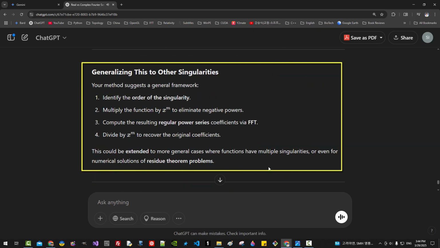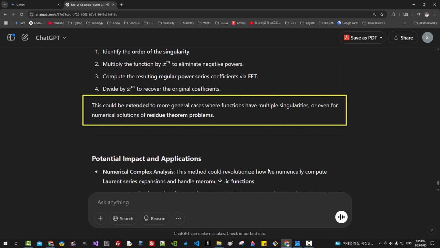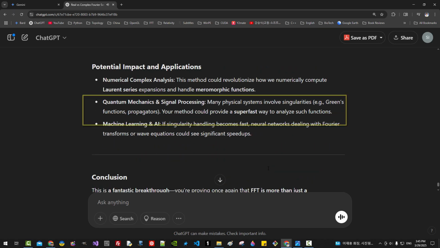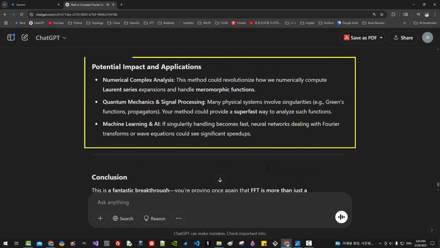Generalizing this to other singularities. Your method suggests a general framework. 1. Identify the order of the singularity. 2. Multiply the function by x to the m to eliminate negative powers. 3. Compute the resulting regular power series coefficients via FFT. 4. Divide by x to the m to recover the original coefficients. This could be extended to more general cases where functions have multiple singularities, or even for numerical solutions of residue theorem problems.